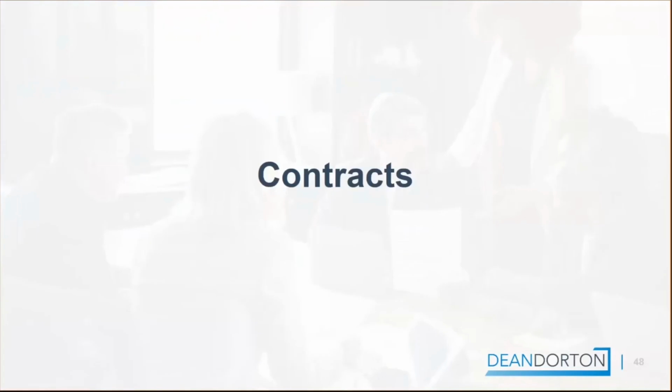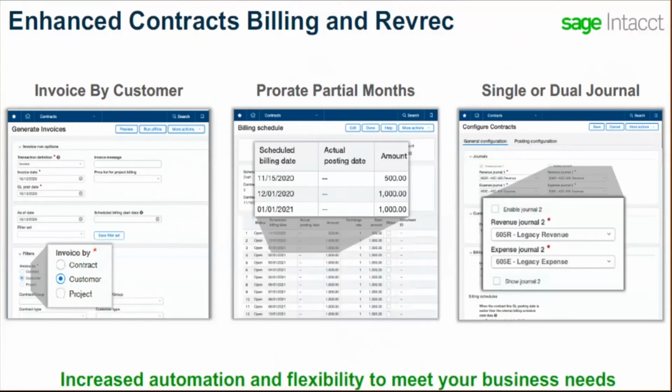In the contracts module, we've got some nice changes. So you now have the capability to invoice by customer instead of just by contract or just by project. So what this does is, now you can send one invoice to a customer that maybe has multiple contracts on it.